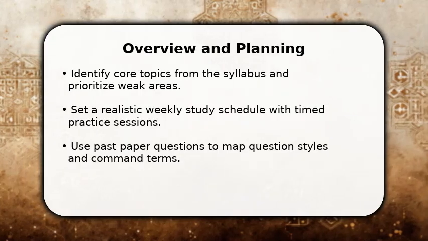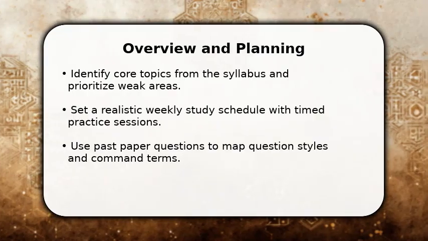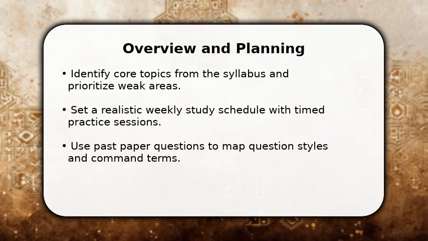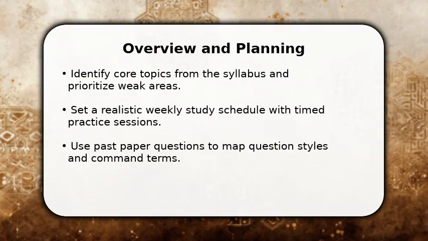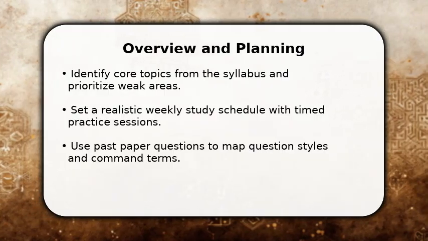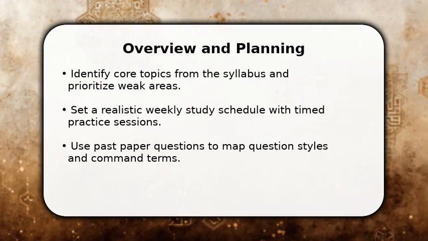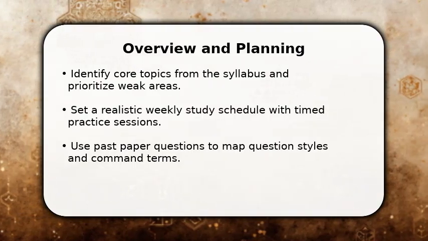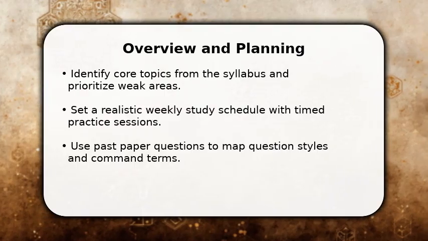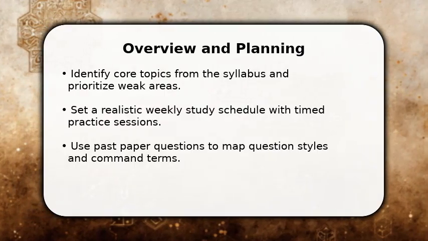In this video, I will explain how to study for IB History Paper 2. Start by mapping the syllabus to past papers and setting clear weekly goals. Break topics into focus sessions and rotate themes to build long-term recall. Use timed answers to practice structure and pace, then review feedback to refine arguments.